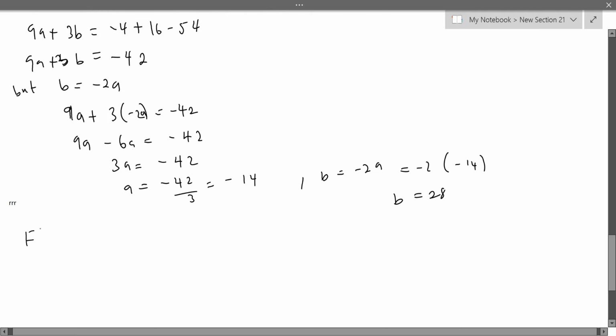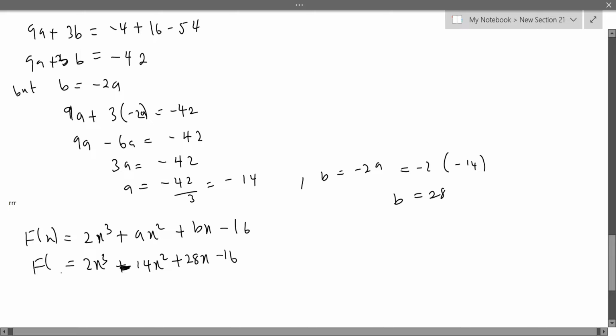So writing f of x back, f of x is equal to 2x cubed plus ax squared plus bx minus 16, which is 2x cubed minus 14x squared plus 28x minus 16. So this is f of x. The question says we should find the other factors of f of x. We know a factor which is x minus 2. So we use x minus 2 to divide this expression.